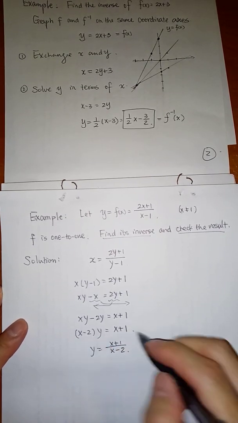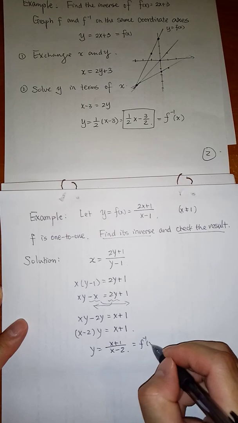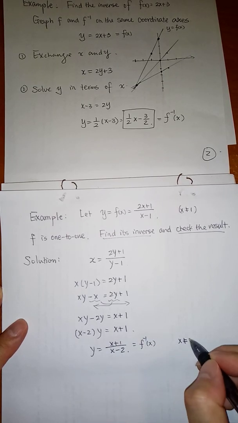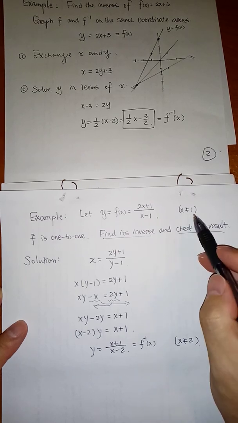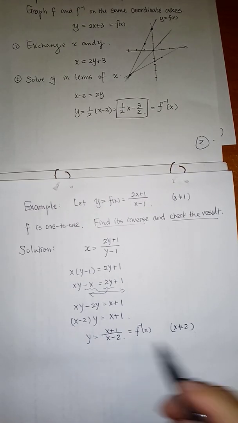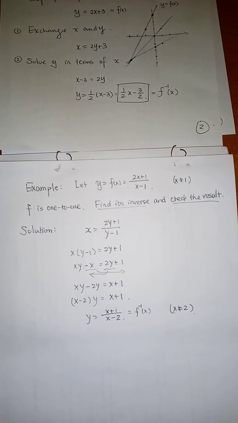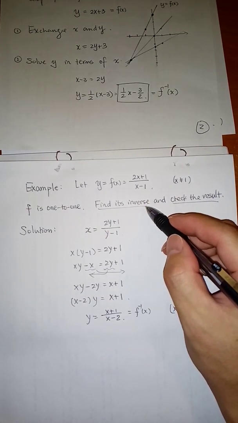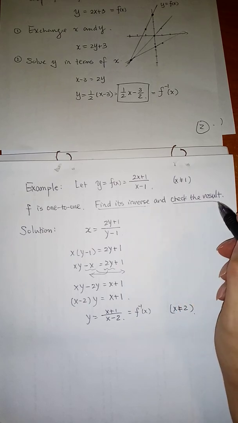And you divide this equation by the coefficient of y. And then this is f inverse of x. Of course, here the domain is that x is not equal to 2. The original function has a domain x is not equal to 1. This function has a domain x is not equal to 2, because when x is equal to 2, the denominator is 0. Okay, so we finished the first part of the question. Find the inverse.